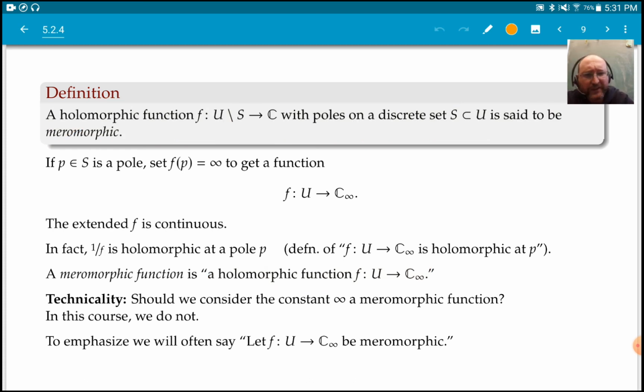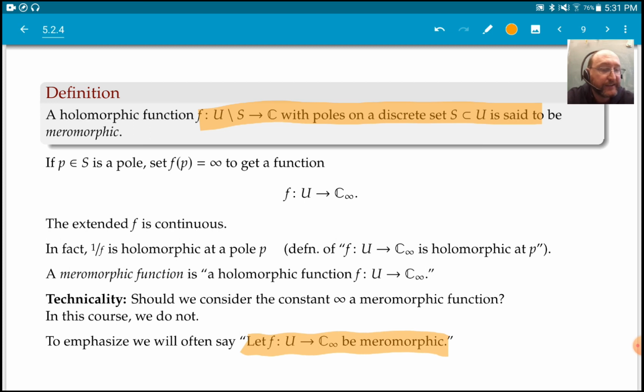And so to emphasize, sometimes instead of writing this, which is kind of annoying to write down, if we don't really care to give a name to S, we might say let f from U to C infinity be meromorphic. That will mean that there are possibly some poles in U. But we really mean this thing, it's sort of a quick way to say it.